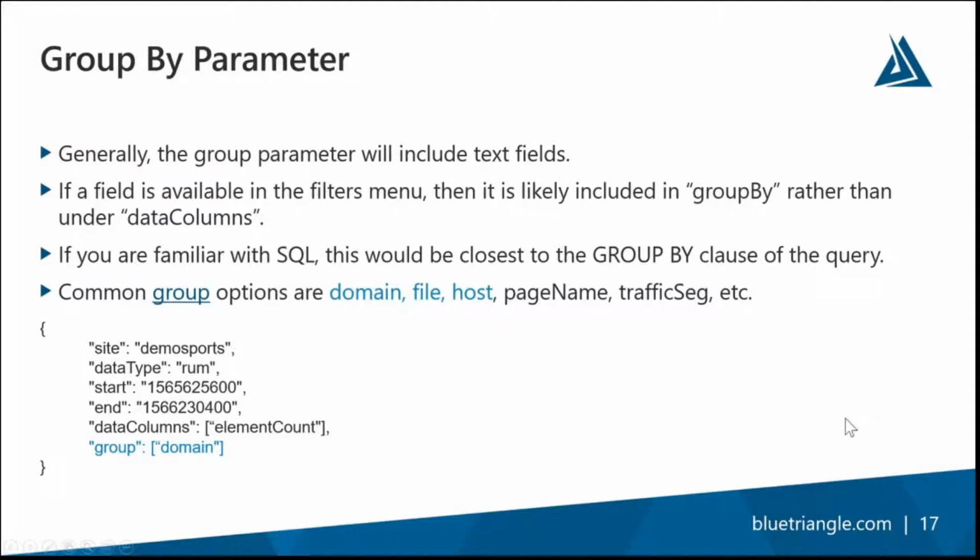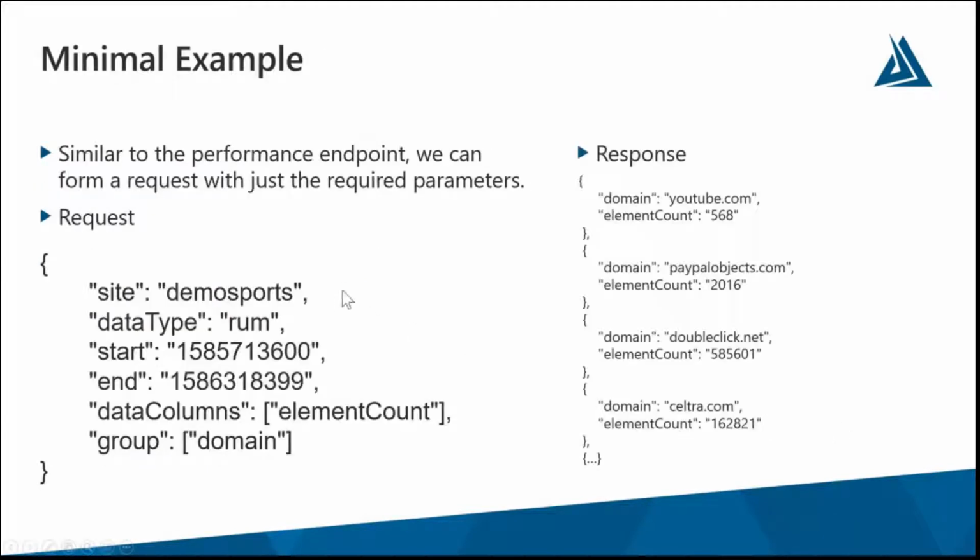So we can actually go ahead and shoot this off to the API, and we'll show you this right here is actually a valid request to the API, and this is the response. So I'll kind of just talk through this. Again, we have our site set for demo sports. This is just our demo site that we use for, obviously, demos and testing and things like that. We're looking at real user data, or RUM, and this is the start and end epochs for the time period we're looking at. And then now the question is, what data do we want?